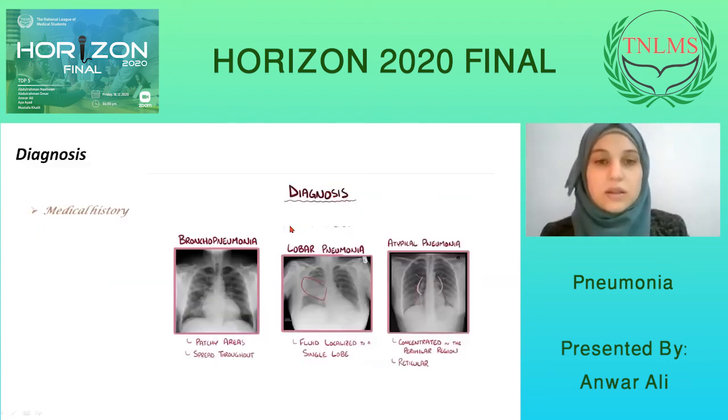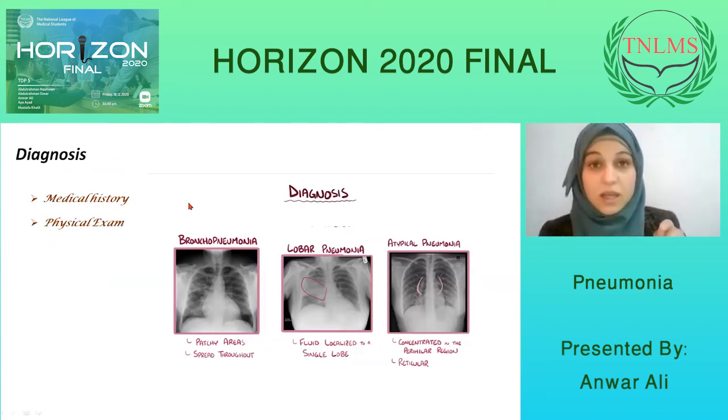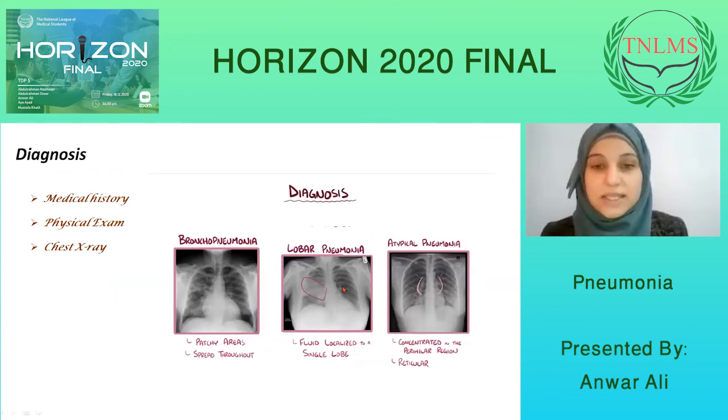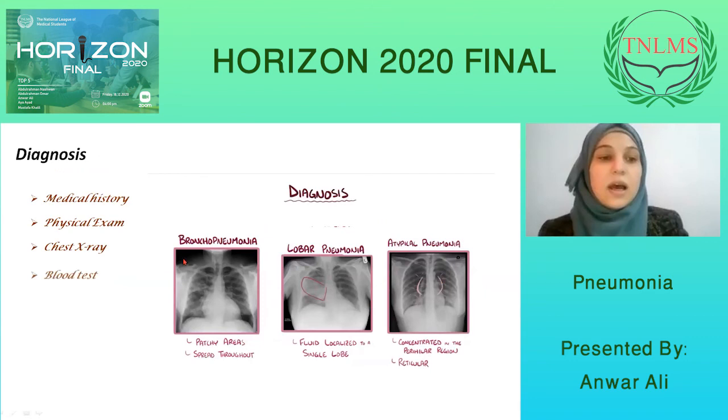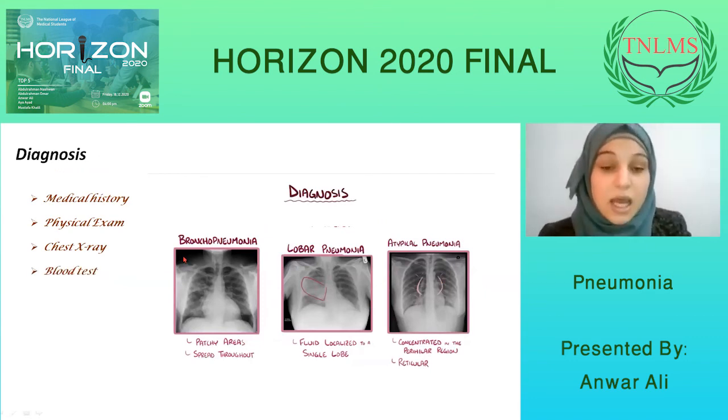Now, the diagnosis of pneumonia: firstly, take a medical history and do a physical examination, and for confirming the diagnosis, do a chest x-ray so you can differentiate between the types of pneumonia, as you can see here. And also blood tests such as a complete blood count to see whether your immune system is fighting an infection. A sputum test also may be done to find out what germ is causing your pneumonia.